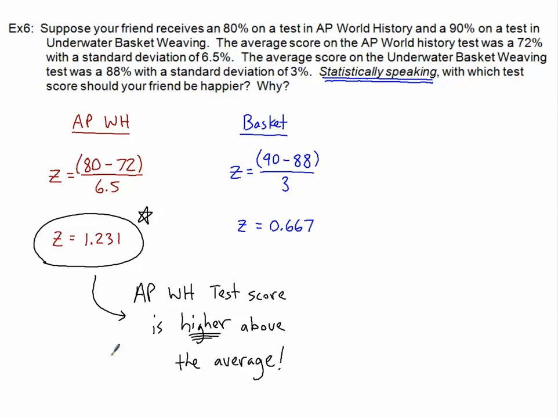She should be happier. She should be happy with both scores, of course, because she did better than the average, but she should be happier with the score that's more above the average because this z-score is larger, farther above the mean than this z-score.